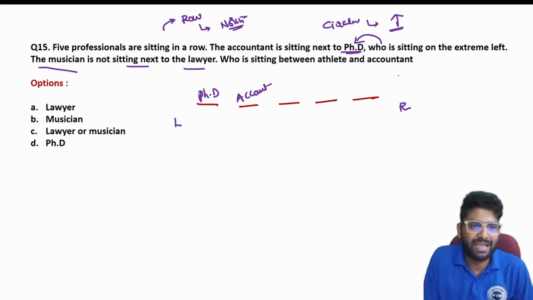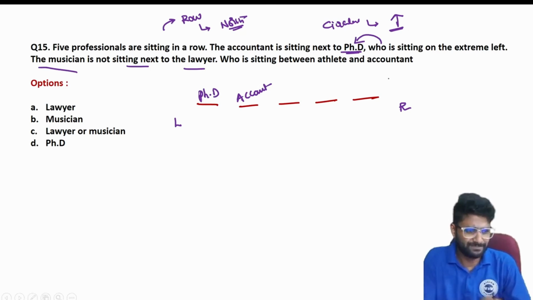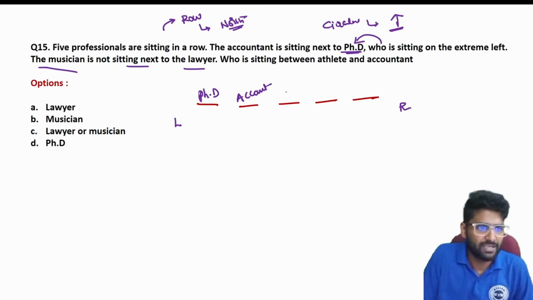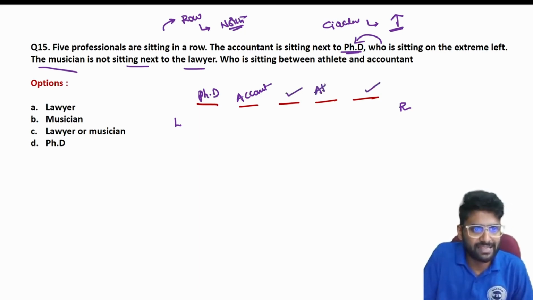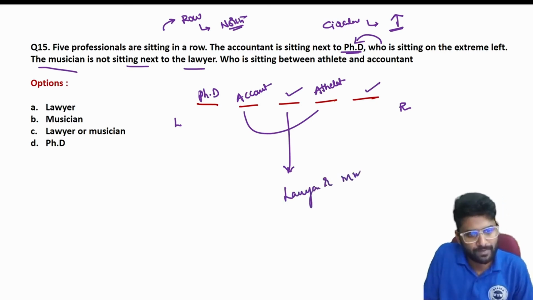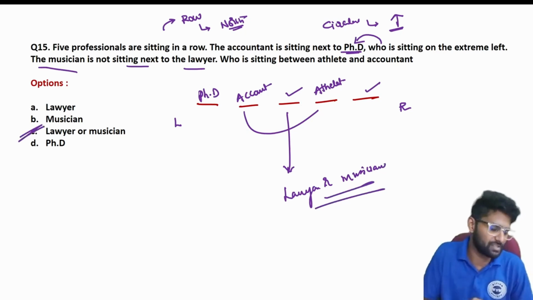Who is sitting between the athlete and the accountant? Guys, here we have the athlete. We have to identify the accountant and musician, and the musician is not sitting next to the lawyer. Definitely, this is musician or lawyer. This is musician or lawyer. We can conclude that this is the athlete. Now the question: who is sitting between the athlete and the accountant? There is a possibility it can be either a lawyer or a musician. Why? Because there is no clear data to fix that person in this row. That's why C is the suitable answer.